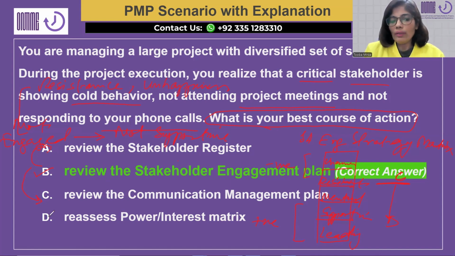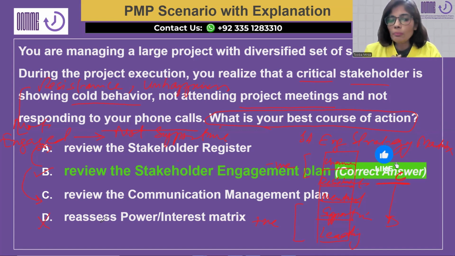D is definitely not an answer in this particular case, for the reason that power interest, at least as per the scenario, is not really changing for this stakeholder. So based on the power and interest analysis of the stakeholder, the question is already saying this stakeholder is important and critical to the project. So we already know that based on our power interest analysis, this stakeholder is standing in the high power, high interest grid, and accordingly, the strategy and the engagement plan should have been made accordingly. So nothing is really changing on the power interest ground for this stakeholder, and accordingly, reassessment or reanalysis on that ground is not really needed as of now.